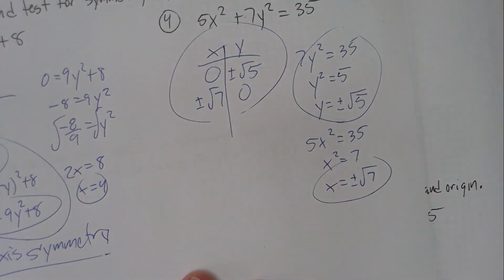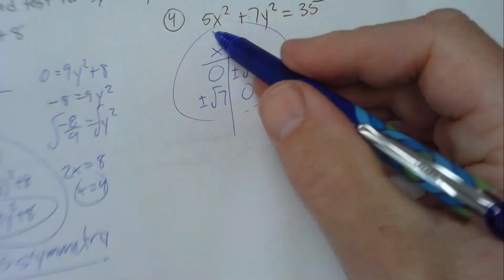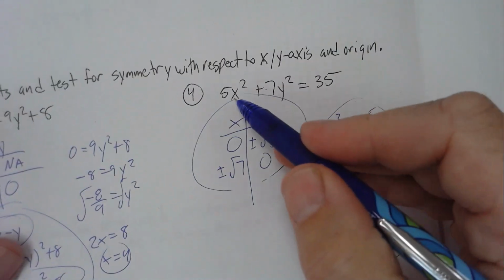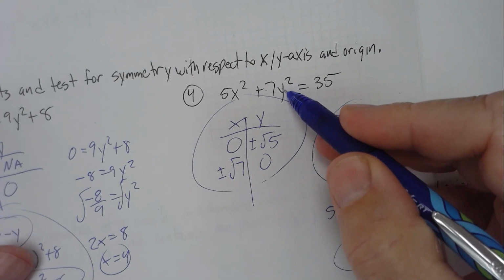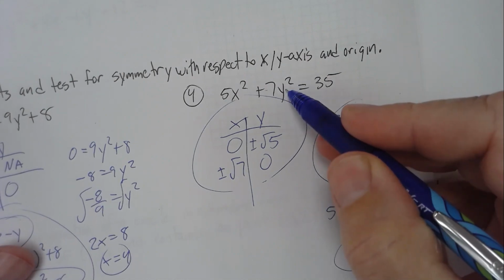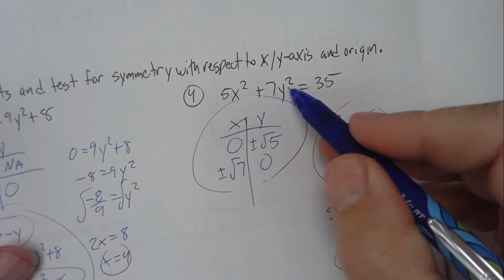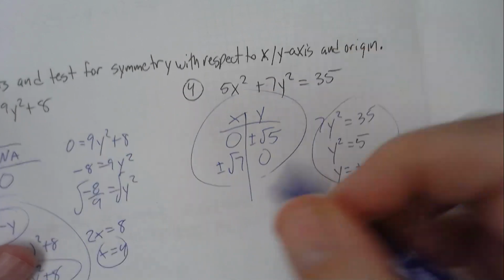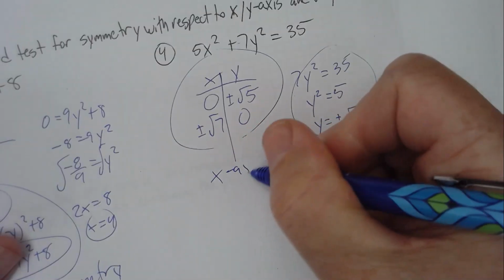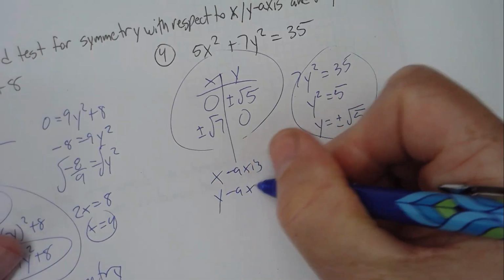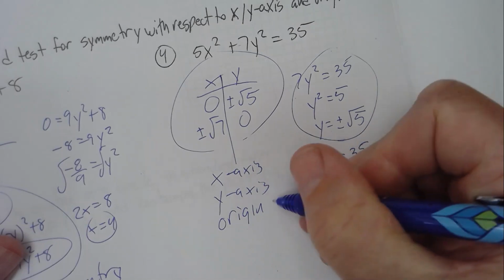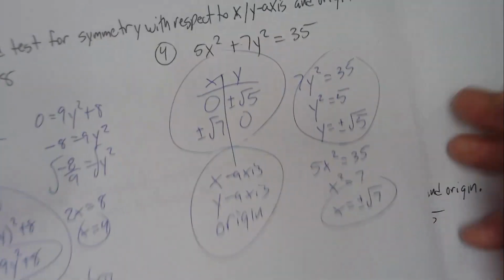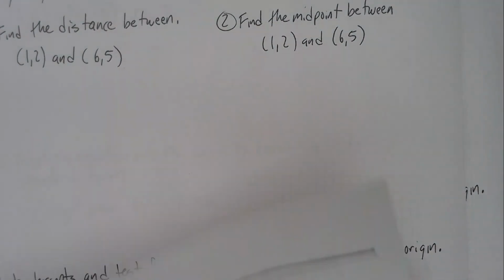Now, if we replace x with -x, it's going to go back to the same thing. If we replace y with -y, it's going to go back to the same thing, because you're squaring the negative. And since it works with x and y, that means it has origin symmetry too. So it has x-axis, it has y-axis, and if it has this one and this one, then it also has origin symmetry. Okay? Next page.